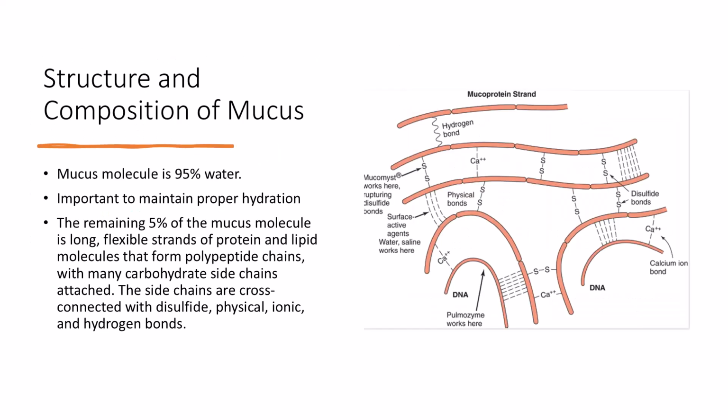False. The mucus molecule itself is very large and complex. It is about 95% water, so it is imperative that there is a sufficient amount of water available in the body to produce normal mucus. Once mucus has formed, it does not absorb water readily. The remaining 5% of mucus composition comprises long, flexible strands of protein and lipid molecules that form polypeptide chains, with many carbohydrate side chains attached. The side chains are cross-connected with disulfide, physical, ionic, and hydrogen bonds.